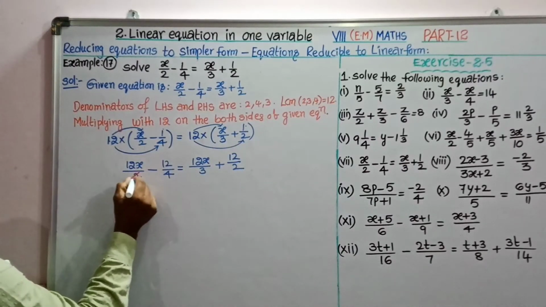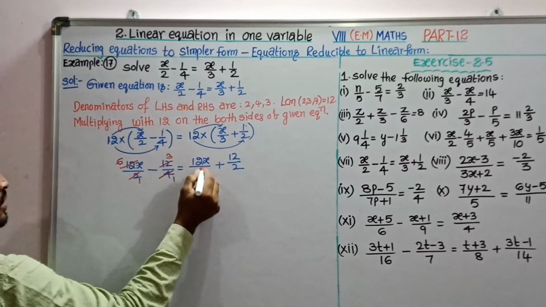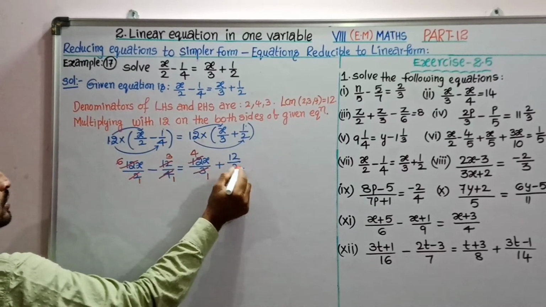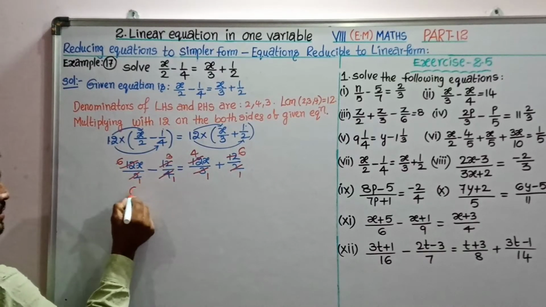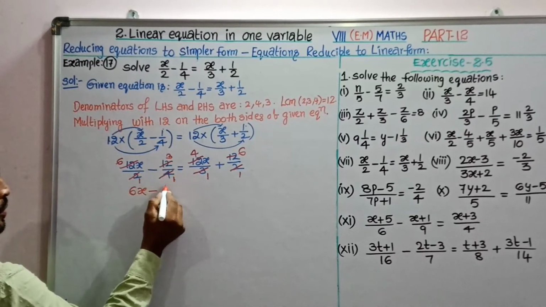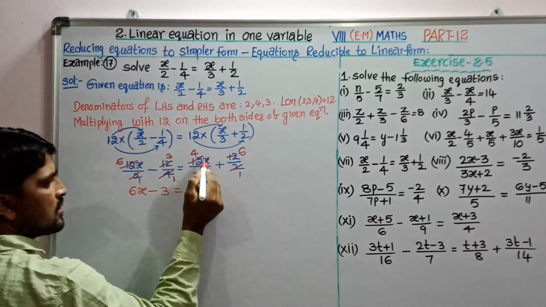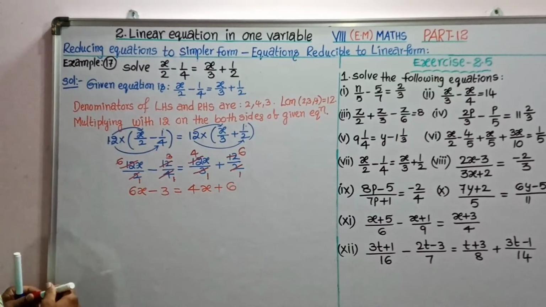Now 2 ones are 2, 6 are 12, 4 ones are 4, 3 are 12, 3 ones are 3, 4 are 12, 2 ones are 2, 6 are 12. What we have? 6x by 1, nothing but 6x, minus 3 by 1, nothing but 3, 4x by 1, that is 4x, plus 6 by 1, that is 6.